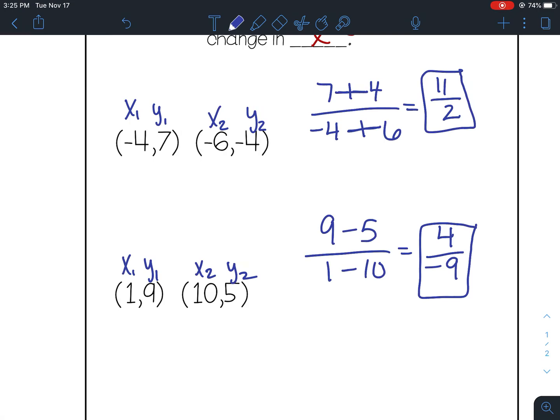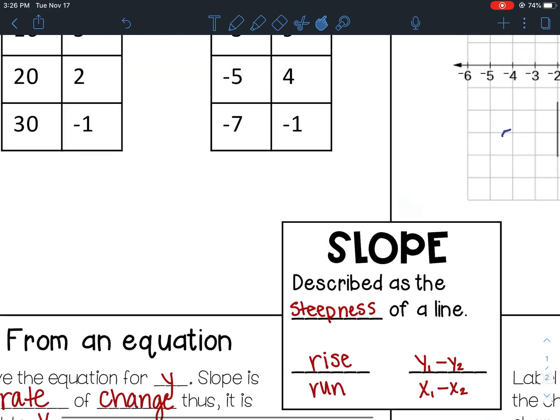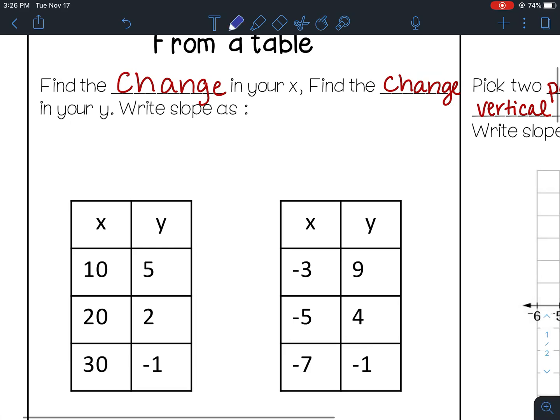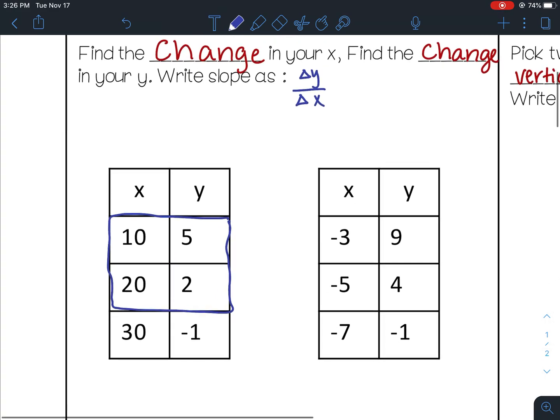All right, next we're going to talk tables. When we're talking tables, you're going to find the change in your x, find the change in your y, and then you're going to, again, write your slope as change in y over your change in x. So when you do this, you're going to pick any 2 points. The first 2 points are always nice to use, because then you know every time you're good. Use the first 2 points.